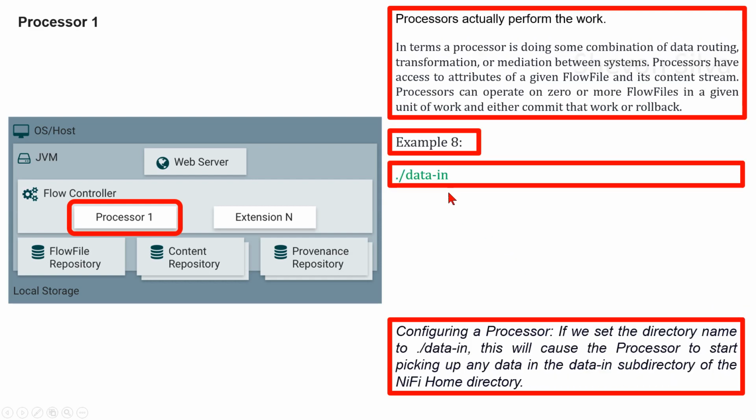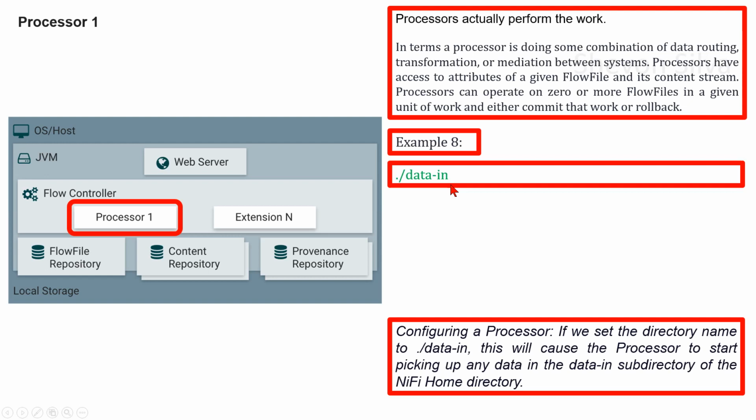Now we are considering configuring a processor. If we set the directory name to ./data-in, this will cause the processor to start picking up any data in the data-in subdirectory of the NiFi home directory. Now that we have added the GetFile processor, for example, we can configure it by right clicking the processor and choosing the Configure menu item.